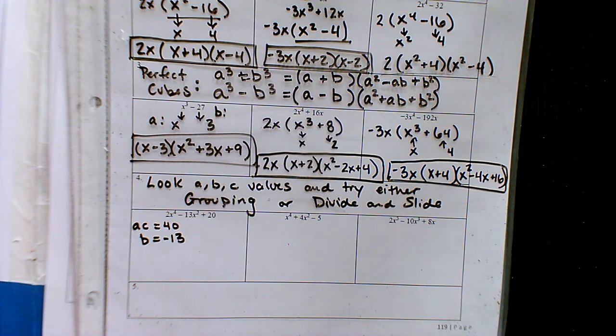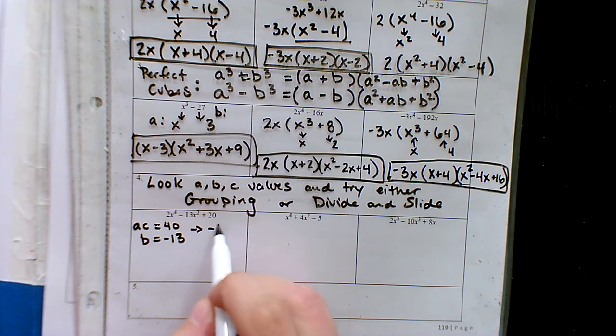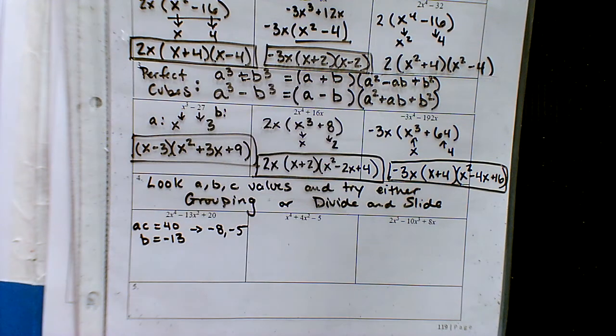Before we do that, though, we really should have checked for a GCF. Can we take anything out? No. If you can take something out, that would be great because that would make your A, C, and B values smaller. But in this case, we can't. So can we think of two numbers that multiply to positive 40 but add to negative 13? Little mind game? Negative 8, negative 5.